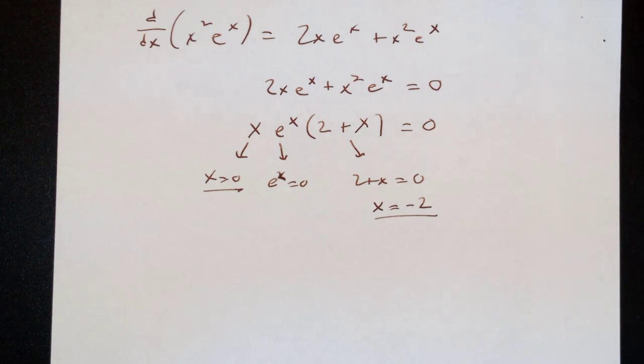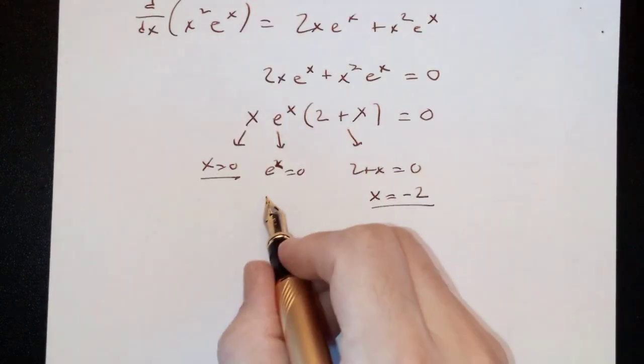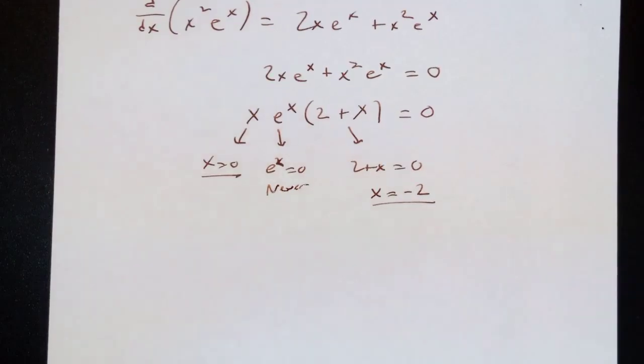That never happens because if we remember the graph of e to the x, it's got a horizontal asymptote going towards 0. We never actually touch 0 at all. So there should only be 2 horizontal tangent lines. Draw me a picture. Let's check.